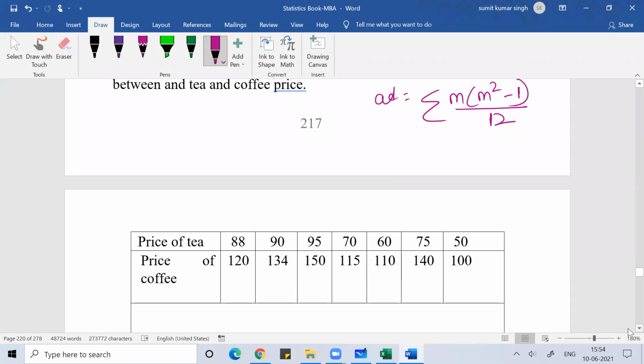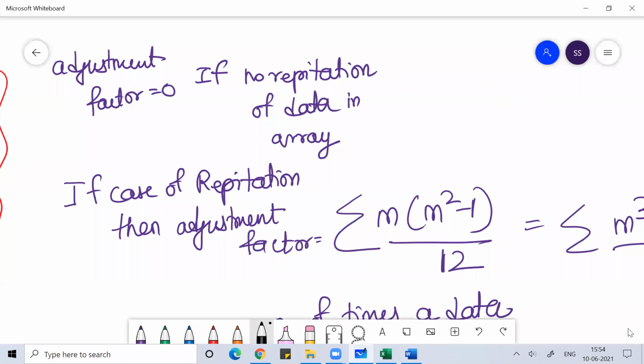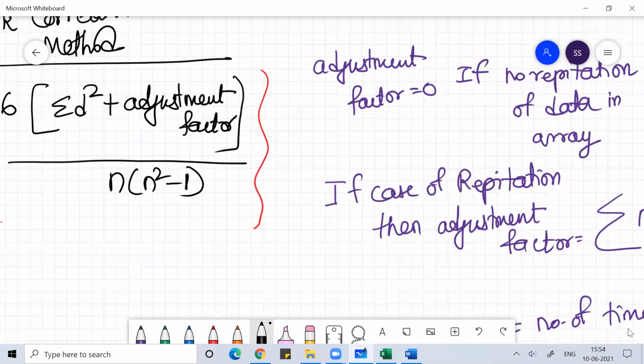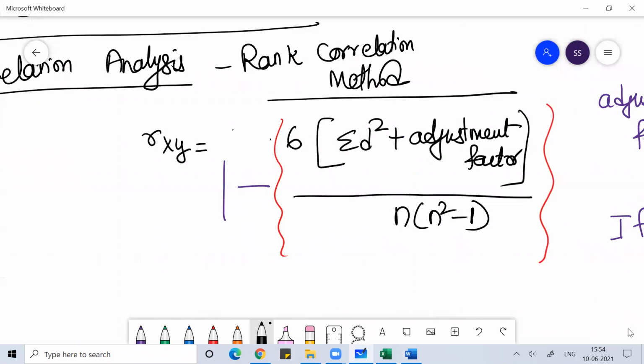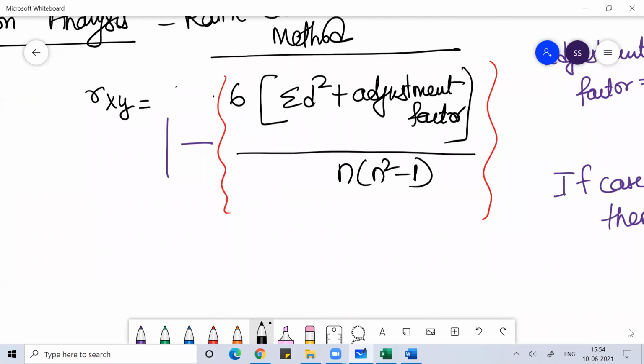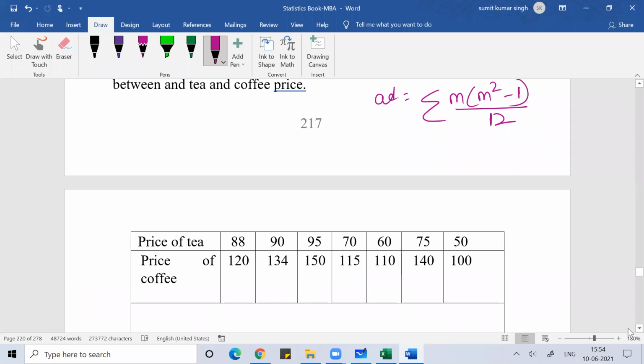If you remember the Spearman rank correlation formula, in this formula D means difference in rank. Now the question comes, what is rank? In class we give rankings. Here also you need to give ranking.